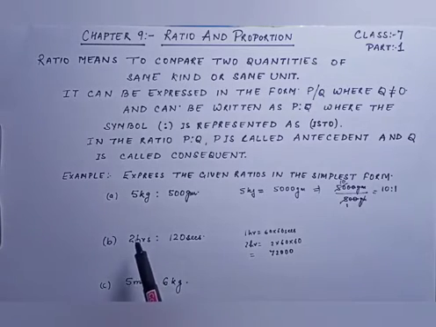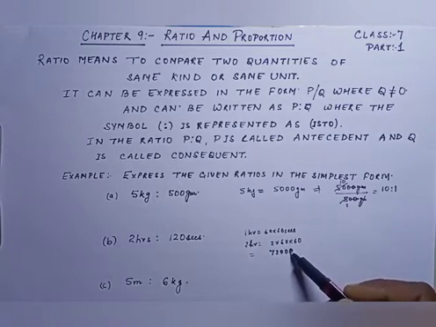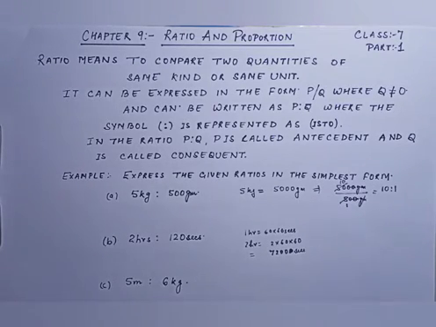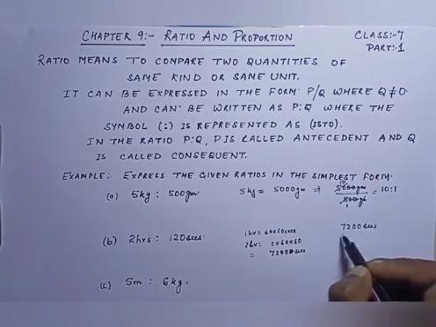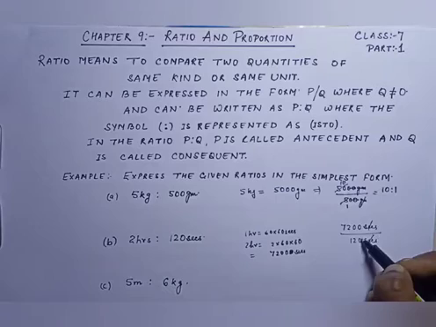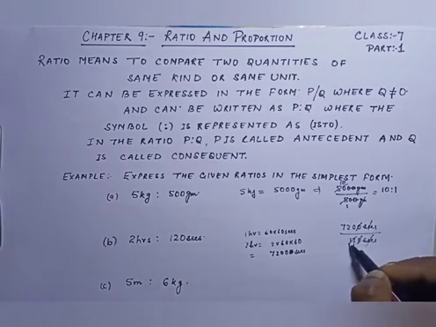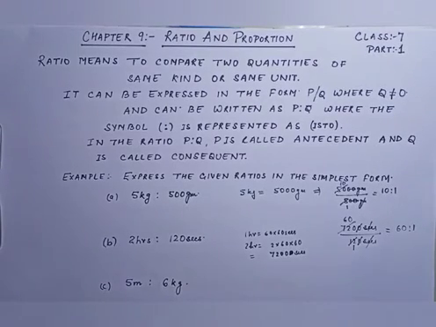Let us see another one. 2 hours is to 120 seconds. Now we are going to convert this 2 hours into seconds. Since 1 hour is equal to 60 into 60 seconds, 2 hours is equal to 7200 seconds. So when we compare, it will be 7200 seconds upon 120 seconds. Seconds cancel, zeros cancel, 12 ones are 12, 12 sixes are 72. So the ratio will be 60 is to 1.